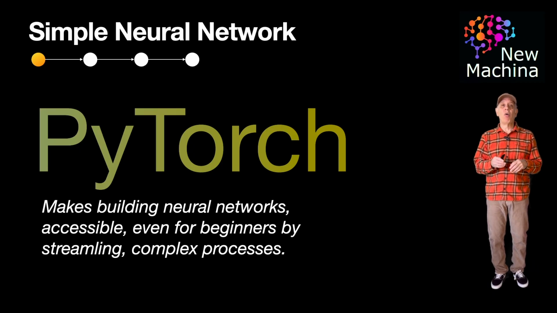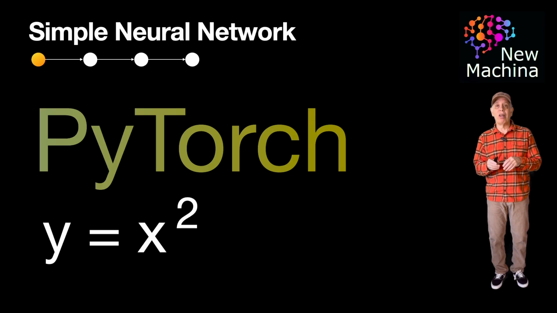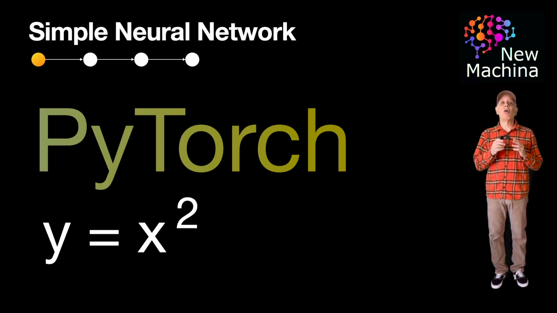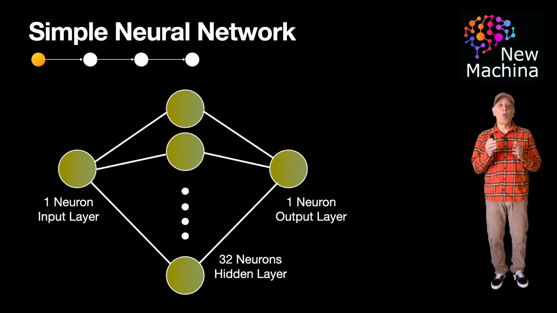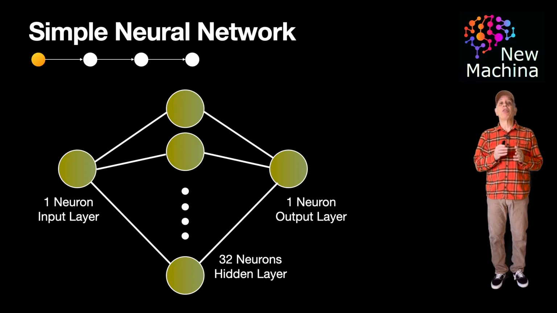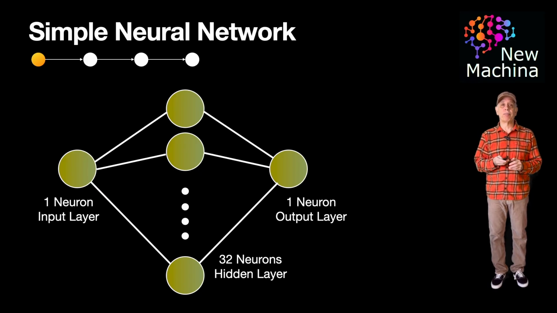In this video, we will train a very simple neural network to discover the pattern y equals x squared, even when the data is a little noisy. Our neural network will have one input for x, feeding into a hidden layer with 32 neurons, which will then feed into one output for y. The hidden layer is like the network's memory, helping it bend and curve its guesses.